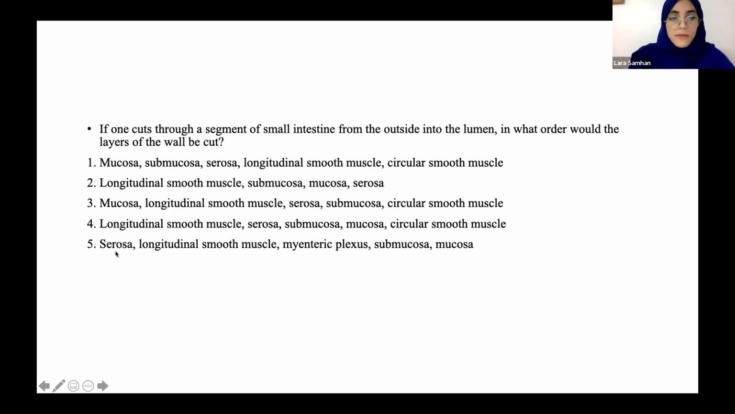So outside we're going to have serosa, inside we're going to have the mucosa. So we're going to start off with serosa, longitudinal smooth muscle, myenteric plexus, submucosa, and mucosa. What does submucosa mean? Sub means below or behind. So submucosa will be behind the mucosa. And the innermost layer of the small intestine, where it actually gets in direct contact with the food, is the mucosa.